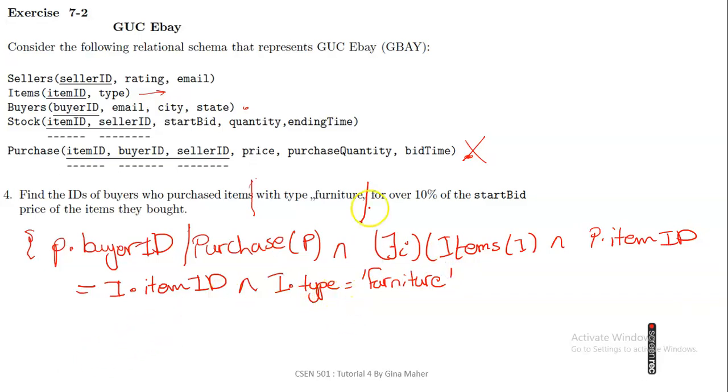Are we done yet? No. For over 10% of the start bid of the price of the item they bought. So we need to have a condition between the start bid, which is found in stock, and price, which is found in purchase that we already have. So in this case, we need to introduce stock as well in our solution. So we are going to introduce a new variable stock. How can we join between stock and purchase? We need to check the common attributes between these two relations, which are item ID, seller ID.